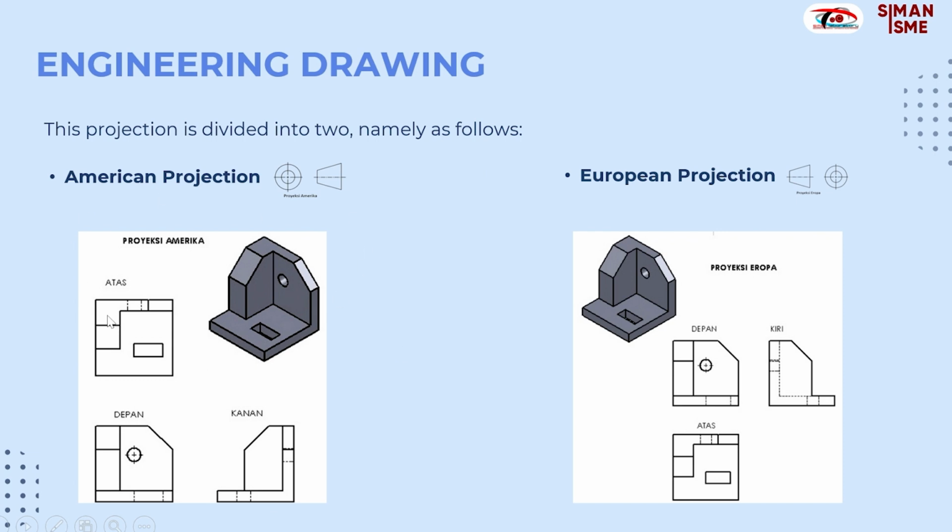So for the example, the first one is American projection. As you can see, here's the isometric view, and then the top view here, the front view here, and then the right view in here. So this is the example for European projection.